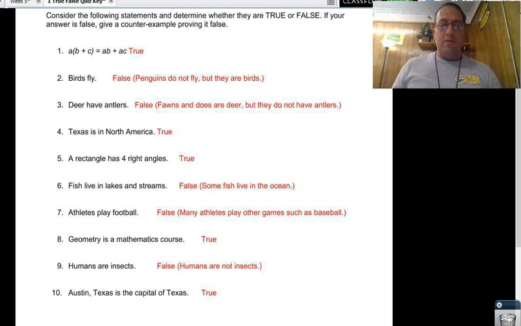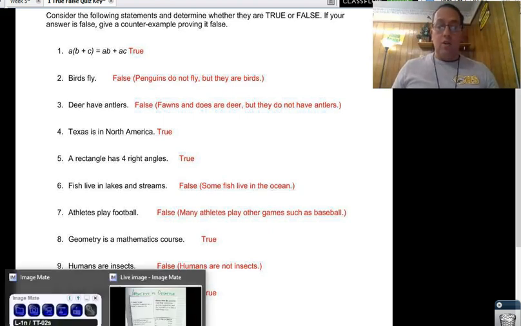Geometry is a mathematics course. Yes, all geometry is mathematics, so that one is true. Humans are insects. No, humans are not insects. All right. And Austin is the capital of Texas, and that is also true. That is the only capital of Texas. So as you see here, in order for a statement to be false, all we really have to do is find one case in which it is false. That's it. It only takes one.